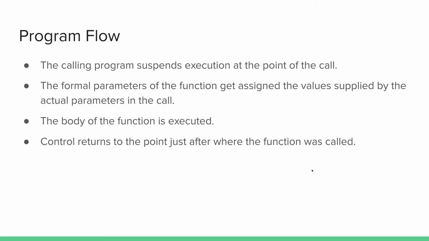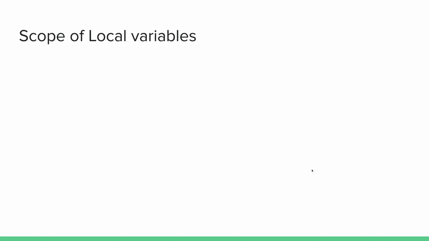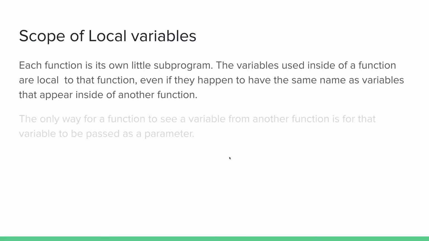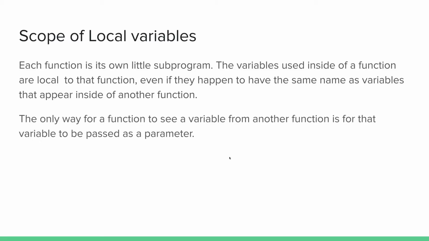All right, so let's talk about scope of local variables. Each function is its own little program. So the variables used inside of a function are local to that function, even if they happen to have the same name as variables that appear inside of another function. The only way for a function to see a variable from another function is for that variable to be passed as a parameter.